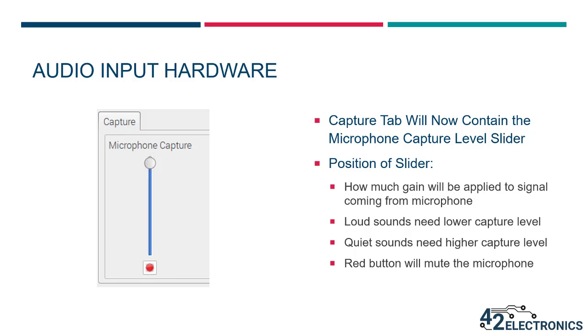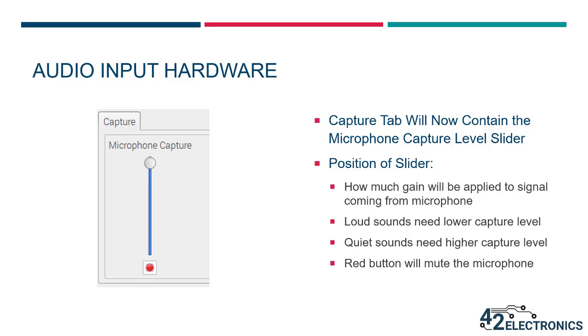The Capture tab will now contain the microphone capture level slider, and the position of this slider will determine how much gain will be applied to the signal coming in from the microphone when being recorded. Louder sounds coming into the microphone will need a lower capture level on the slider, while quieter sounds requiring more gain will need a higher capture level on the slider to ensure they get captured with good quality.